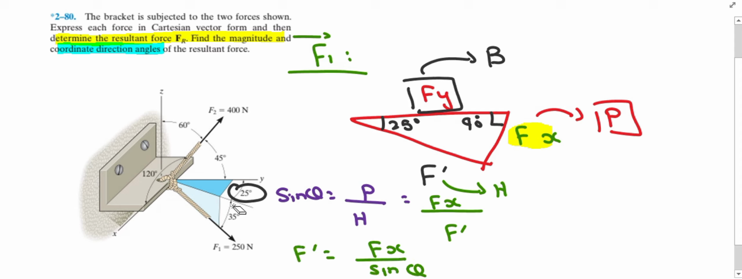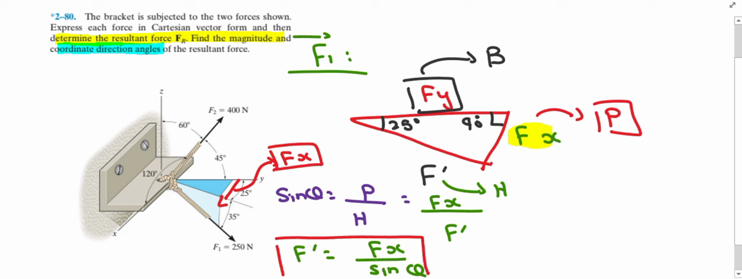So the direction of Fx is like this. This is basically the direction of Fx, and this Fx is going to be positive here, okay, because it is acting outward this way. So that's why F prime is equal to Fx upon sine of theta. Let's call this equation number one.